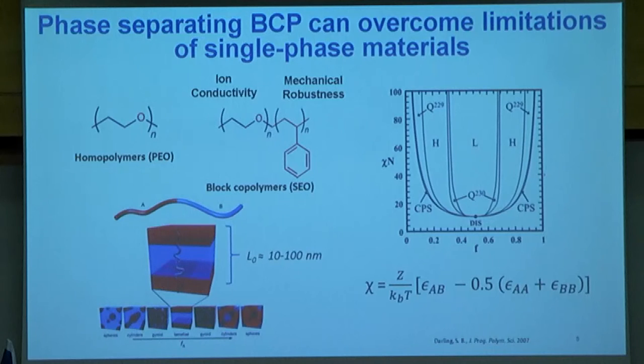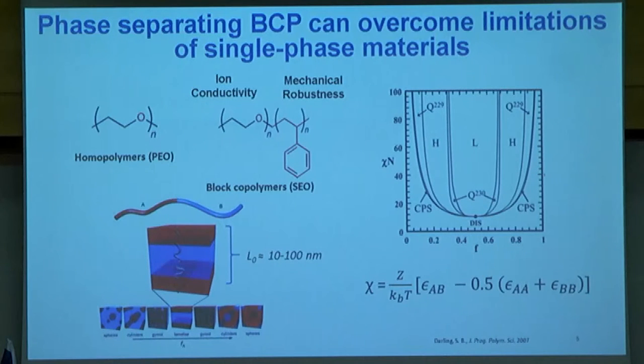So this is the phase diagram. I won't go into too much detail about the phase diagram here, but what is important is that you can see on the bottom near 0.5, which is the disordered state on the bottom. As you increase χN, and I will talk about what χ is, you can get to phase separation.